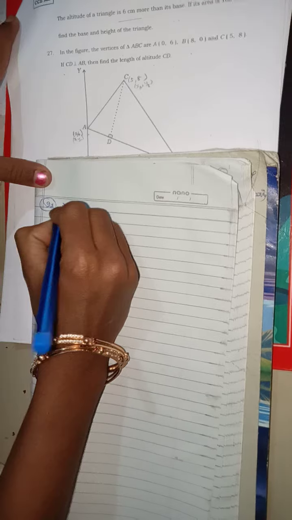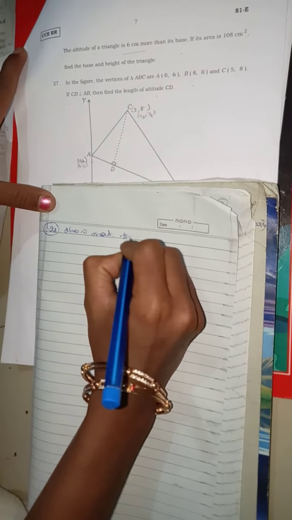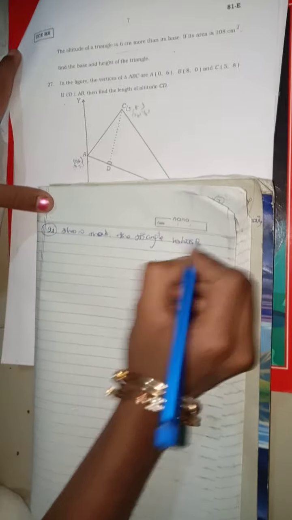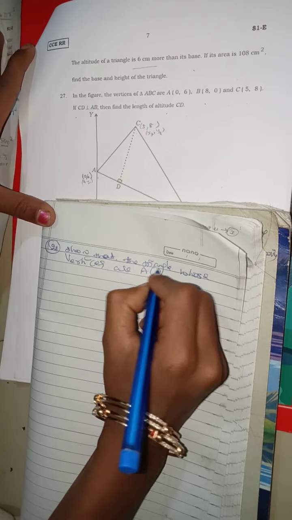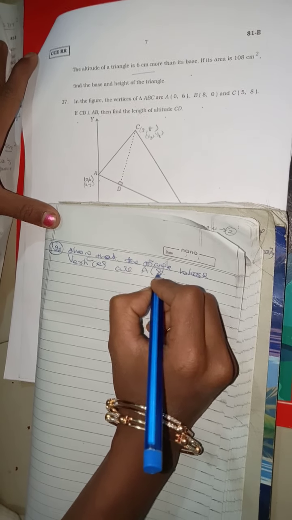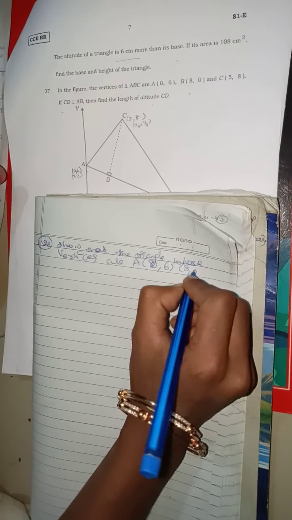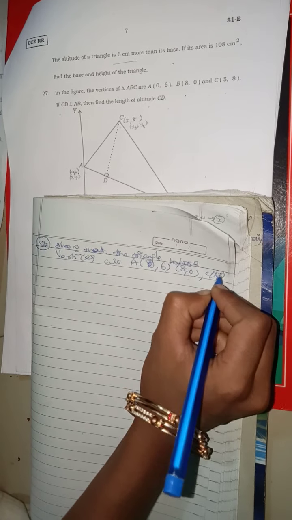27th question. Show that the triangle whose vertices are A is 0, 6, and B is 8, 0, and C is 5, 8.